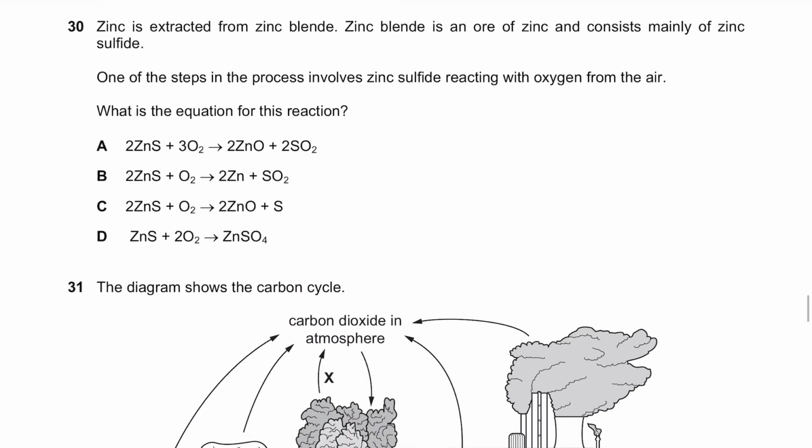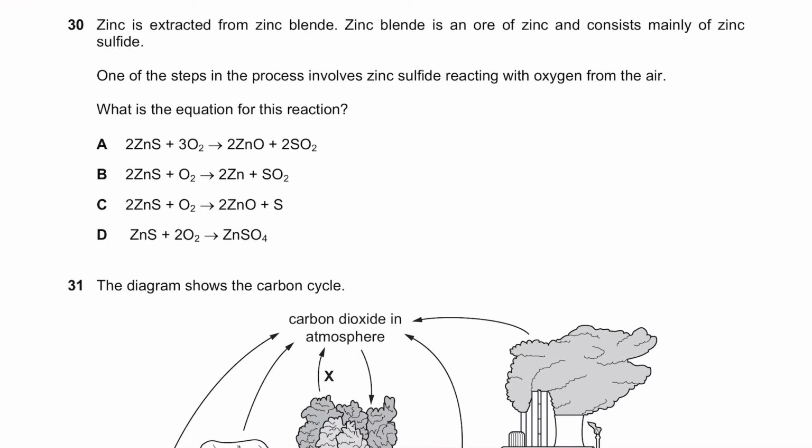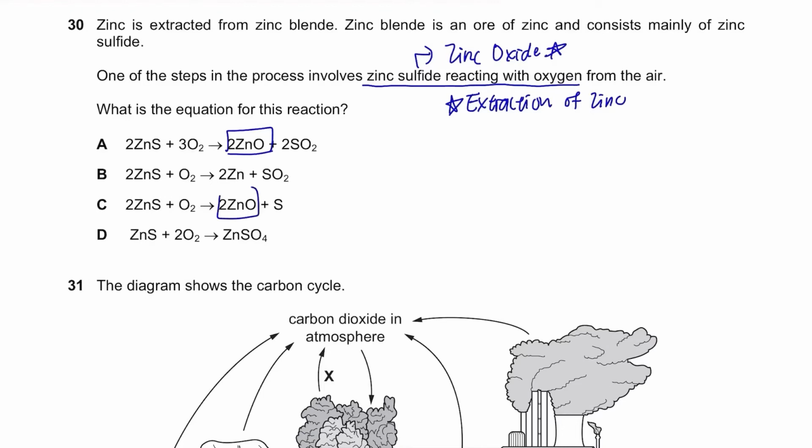Question 30. Zinc is extracted from zinc blende. Zinc blende is an ore of zinc and consists mainly of zinc sulfide. One of the steps in the process involved zinc sulfide reacting with oxygen from the air. What is the equation for this reaction? To answer this question, obviously, you'll need to know the process of extraction of zinc in detail. The reason why zinc sulfide is reacted with oxygen is to produce zinc oxide. So the answer is either A or C. But once sulfur is displaced, it will react with oxygen as well and form SO2.